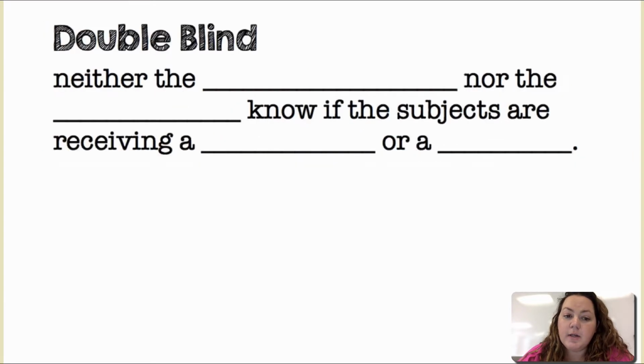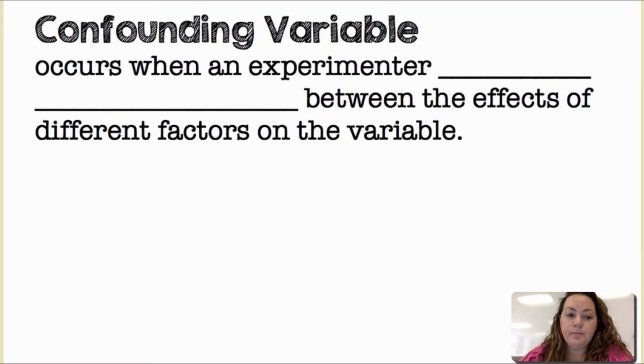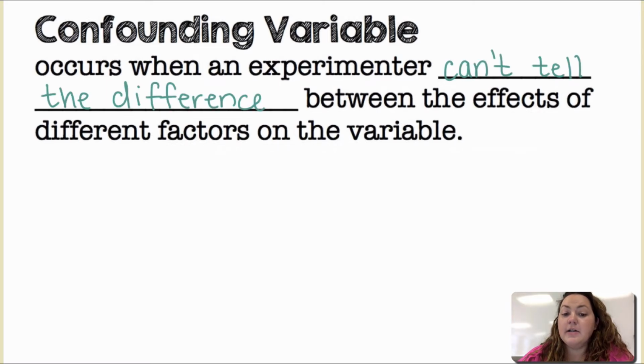A double blind is when neither the experimenter nor the subjects know if the subjects are receiving a treatment or a placebo. Only the person in charge of analyzing the data would know who's getting what. A confounding variable occurs when an experimenter can't tell the difference between the effects of the different factors on the variable. So it's something in the background where you can't tell: did this happen because of this, or did it happen because of something else?